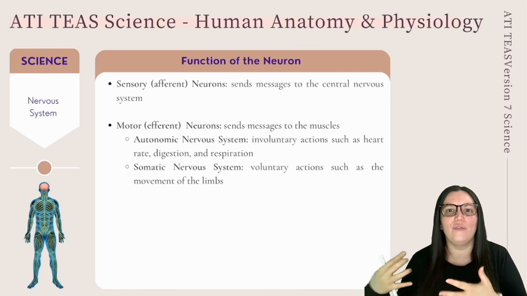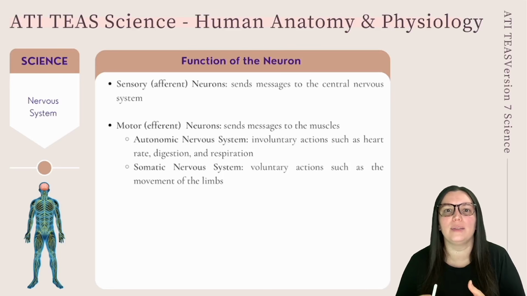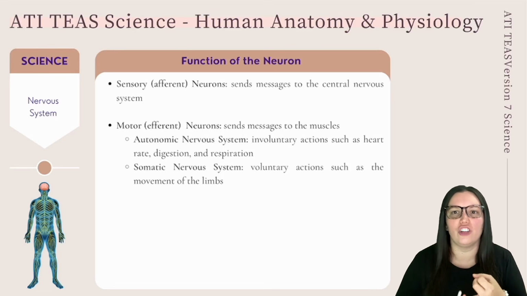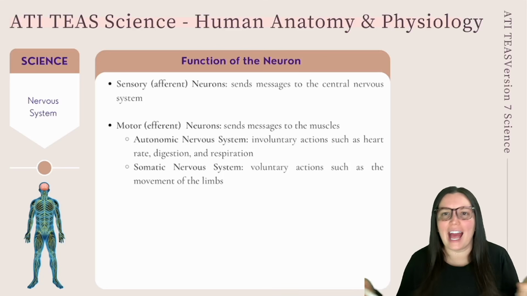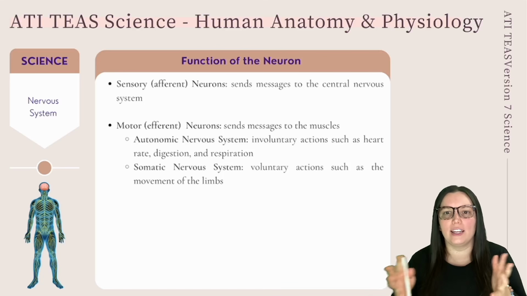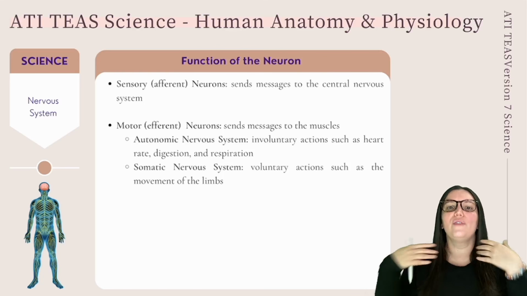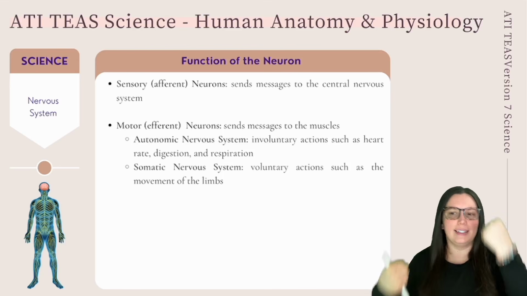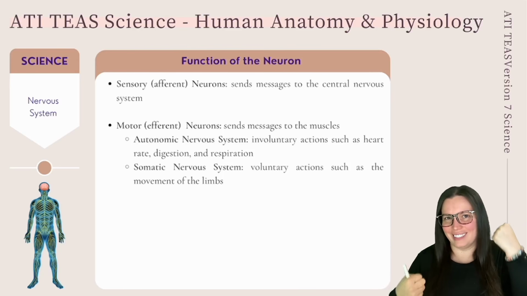So with our involuntary nervous system, it's responsible for those involuntary actions, such as our heart rate, our digestion, and our respirations. We don't really have any control over those things, right? Whereas our somatic nervous system is responsible for our voluntary actions, and that is the movement of our limbs.